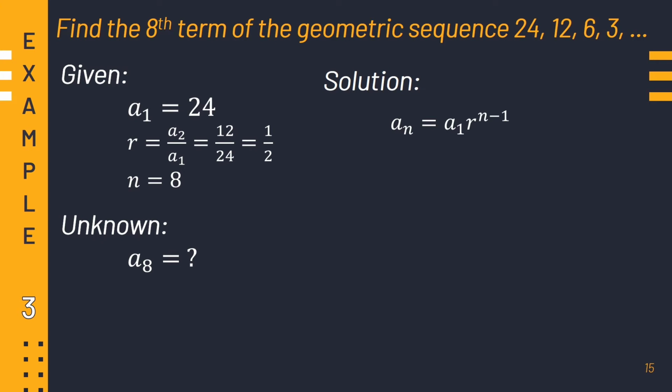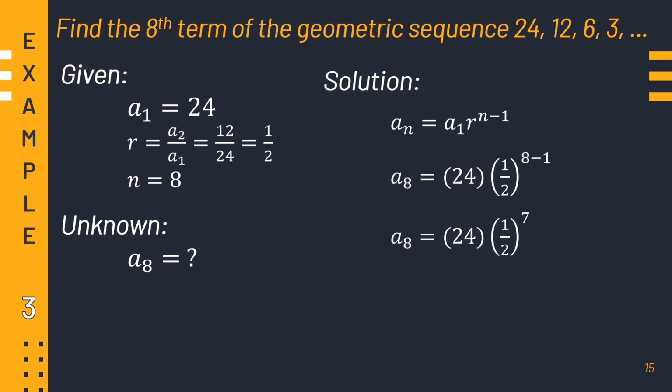Substituting the given, we have a sub 8 is equal to 24 times the quantity of 1/2 raised to 8 minus 1. Simplifying n minus 1, we have the exponent 7. And simplifying further the part with the exponent, we have 1 over 128. Lastly, multiplying 1 over 128 by 24, we will come up with the 8th term, which is 3 over 16. If the answer is a fraction, always express it in lowest term.